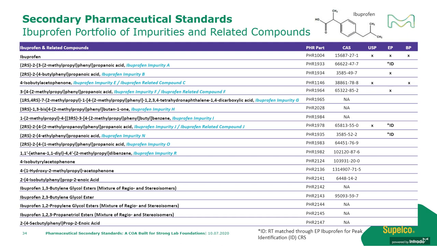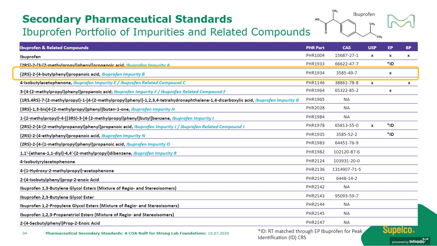So this list I'm showing here is about 20 analytes that includes compendial and non-compendial standards. The secondary standard ibuprofen is traceable to the USP, EP, and BP standards. So we've got 3 X's showing the traceability over here. And another example would be ibuprofen impurity B. This pharma standard, PHR 1934, is traceable to the EP standard for impurity B.